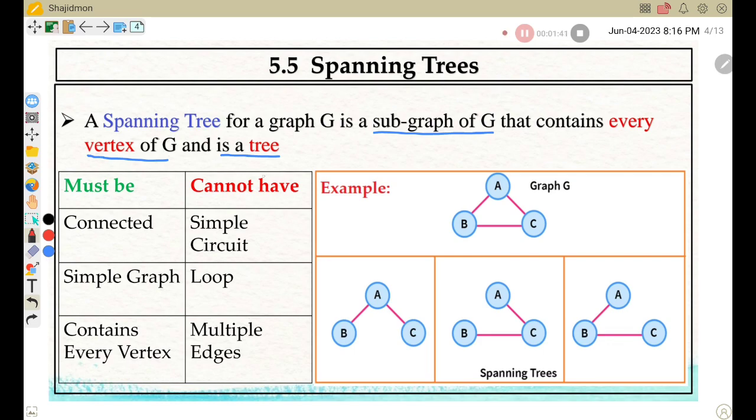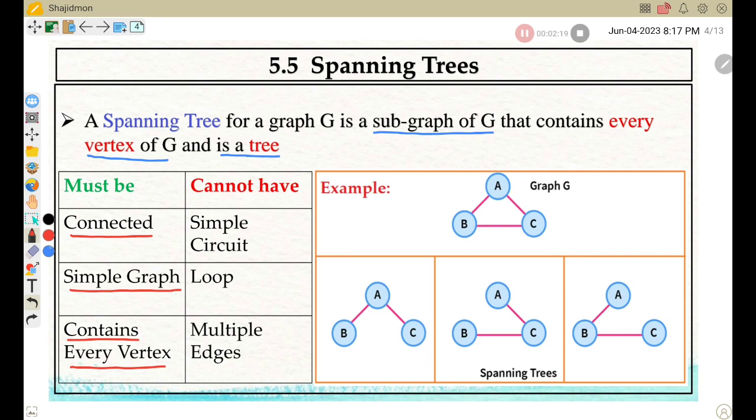You can see here, a spanning tree must be connected, it should be a connected graph. Connected means every pair of vertices is connected by a path. Second, it should be a simple graph. Simple graph means it should not have loops or parallel edges. And it should contain every vertex of the graph. Those are the three conditions for the spanning tree. So a spanning tree should be a connected simple graph, and it contains every vertex of the graph.